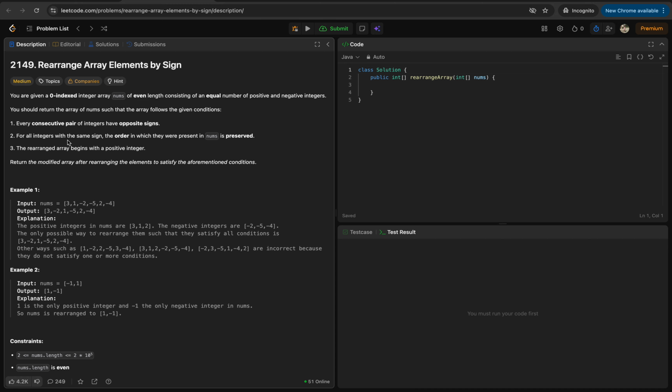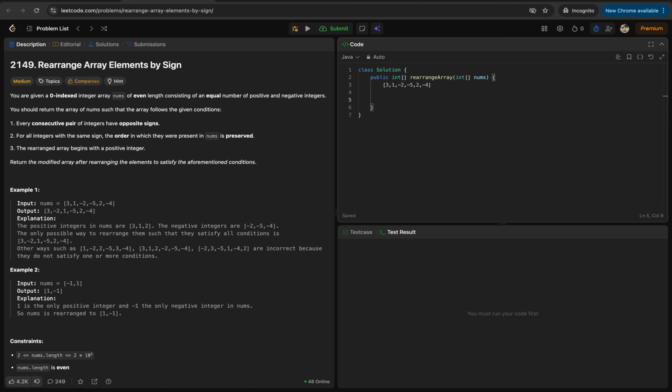For all integers with the same sign, the order in which they were present in nums is preserved. The rearranged array begins with a positive integer. Okay, so basically the order should remain same, like we want 3, then minus 2, then 1, then minus 5, then 2, then minus 4, like this. Okay, so this is the array.